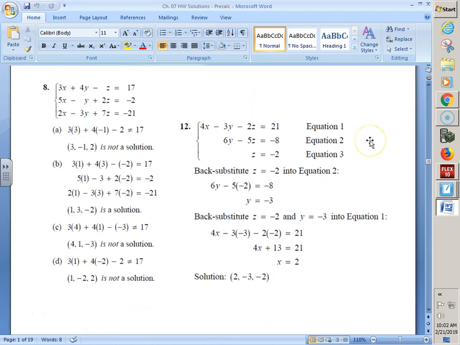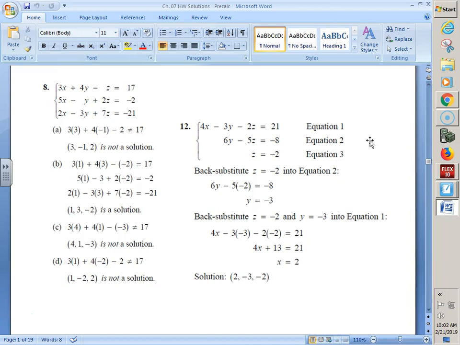Okay. The nice thing is for number 8, wasn't it just a plugging and checking, right? And to be a solution, it has to work not just in one, but in all. Which is why you see in letter A, one of them doesn't work, so fine, we're done. No. But in letter B, to get a yes, all 3 of them had to be true. And letter C, at least one of them didn't work, so no. And letter D, at least one of them didn't work, so no.